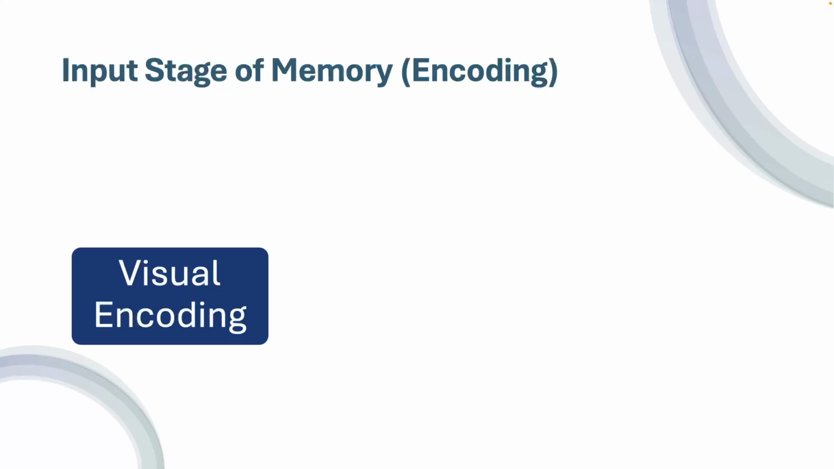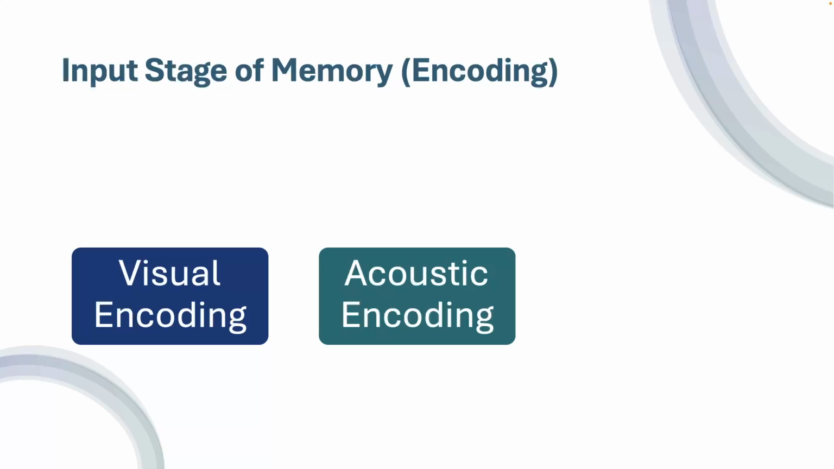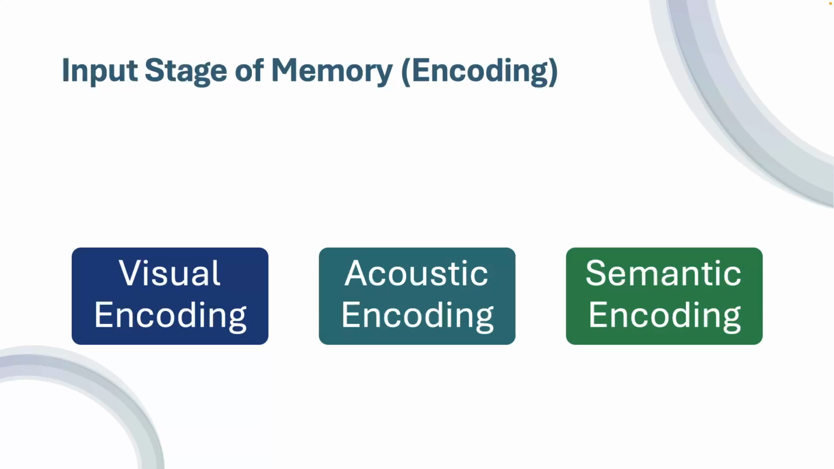So you have, for example, visual encoding, which involves the processing of images or visual information. You have acoustic encoding, which involves processing sounds, such as words or music. And you also have semantic encoding. Semantic encoding involves processing the meaning of information, such as understanding a concept or an idea.